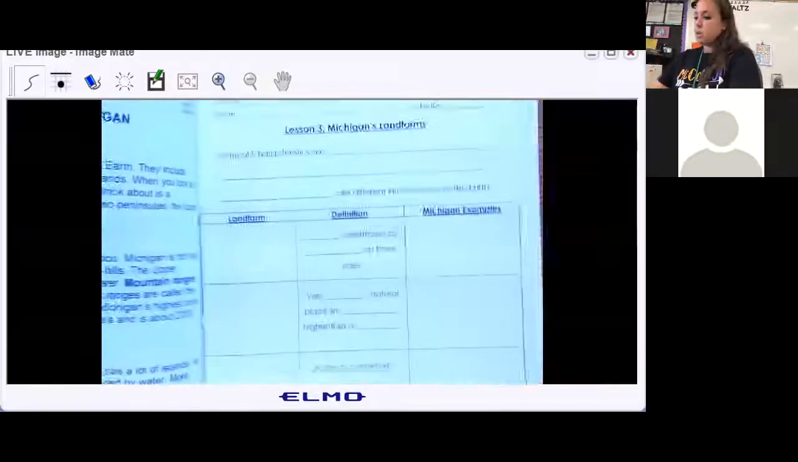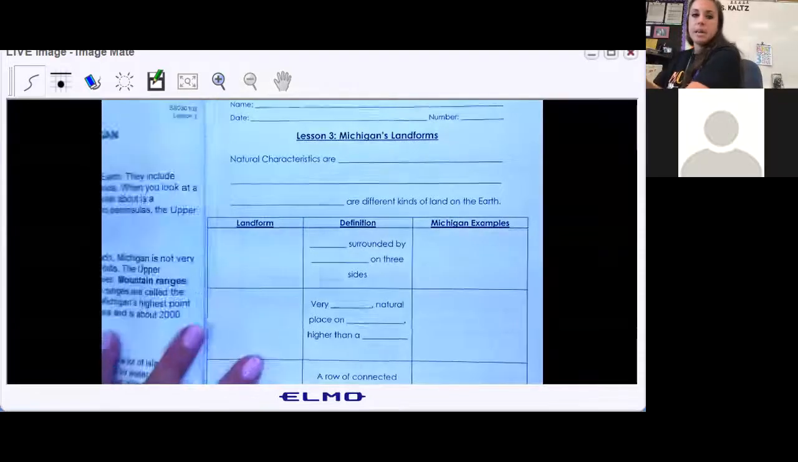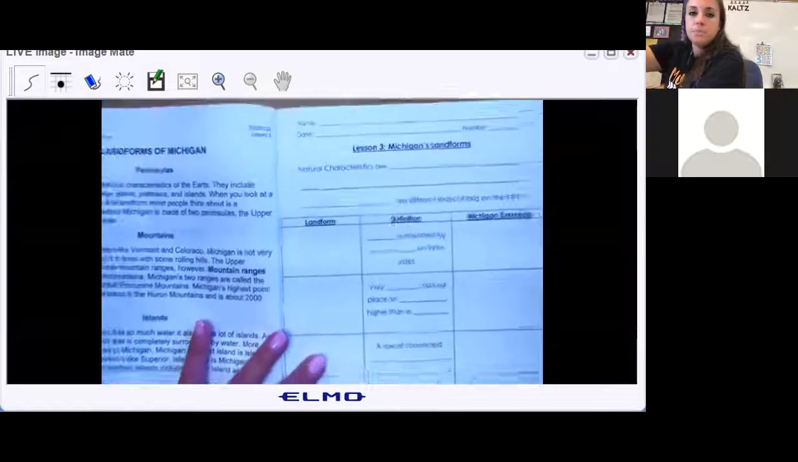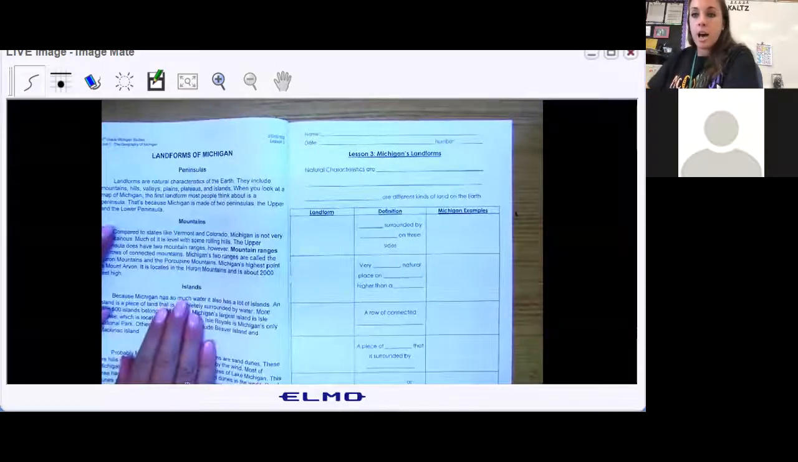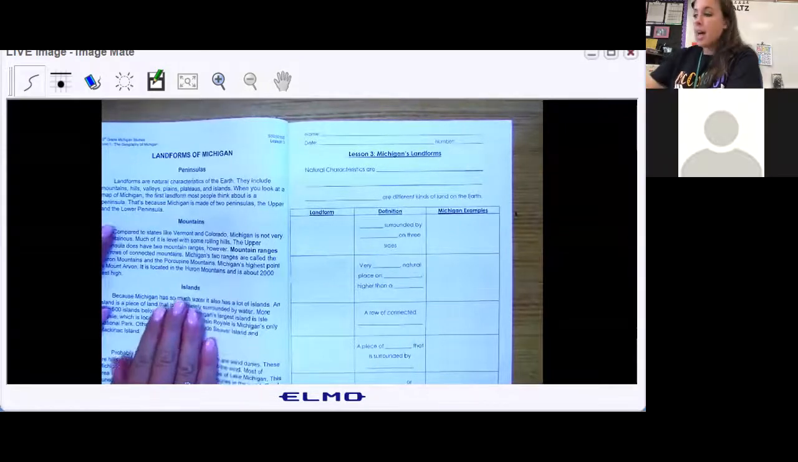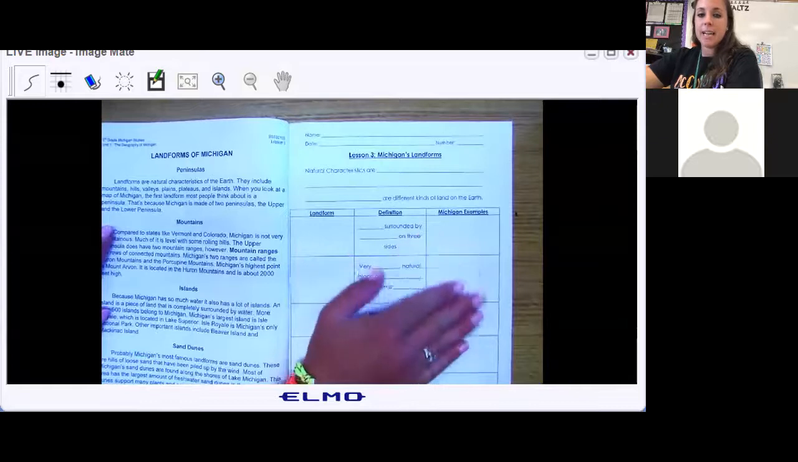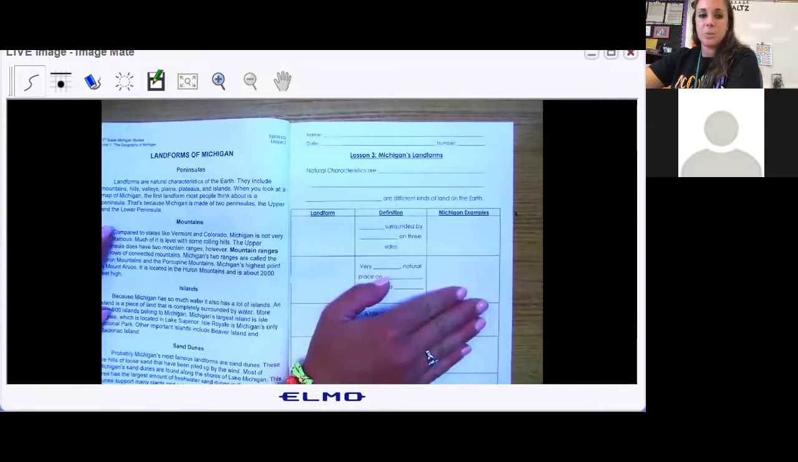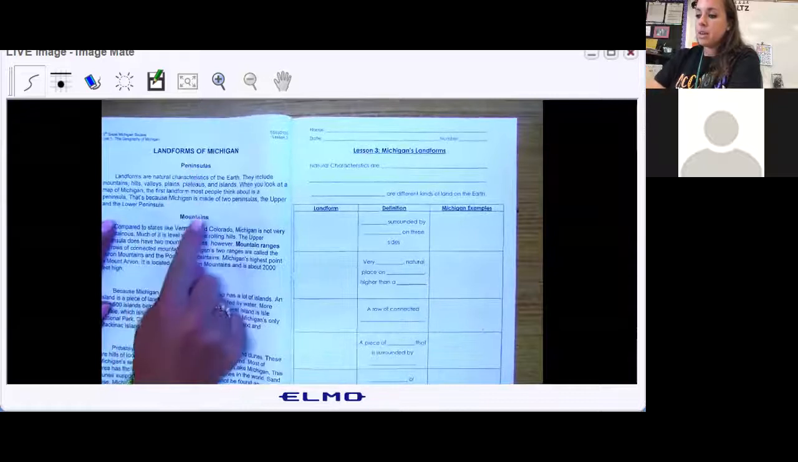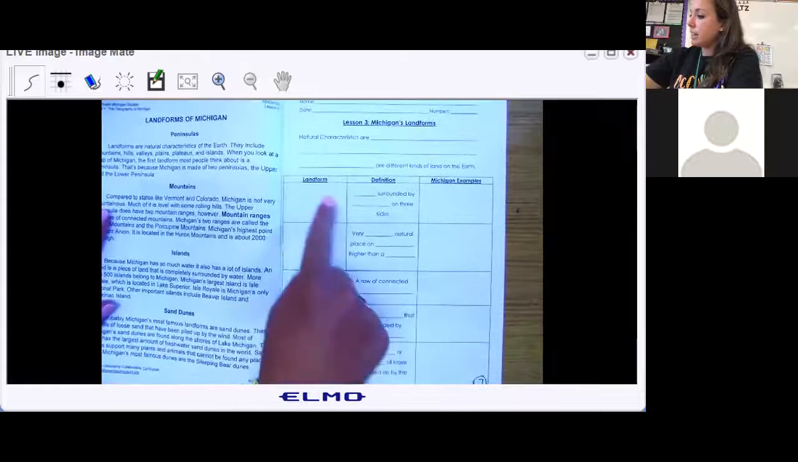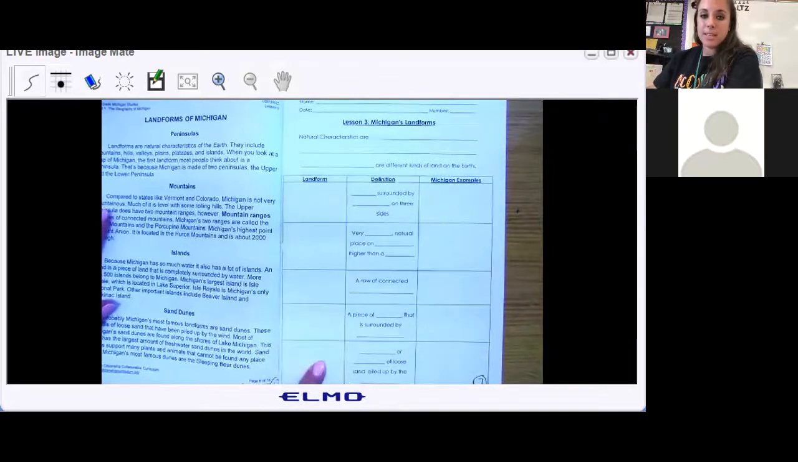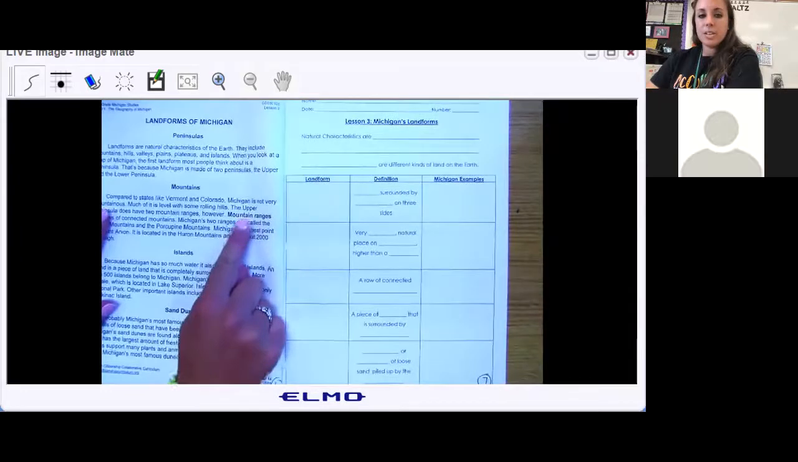Please open up your booklet to page 6 and page 7. On page 6, you're going to find a reading passage about the landforms of Michigan. On page 7, there's some guided notes that we're going to fill out as we read. Now you'll notice there's 1, 2, 3, 4 landforms, and over here there are 5 parts. You'll notice here though there's another type of landform that we did include in those.